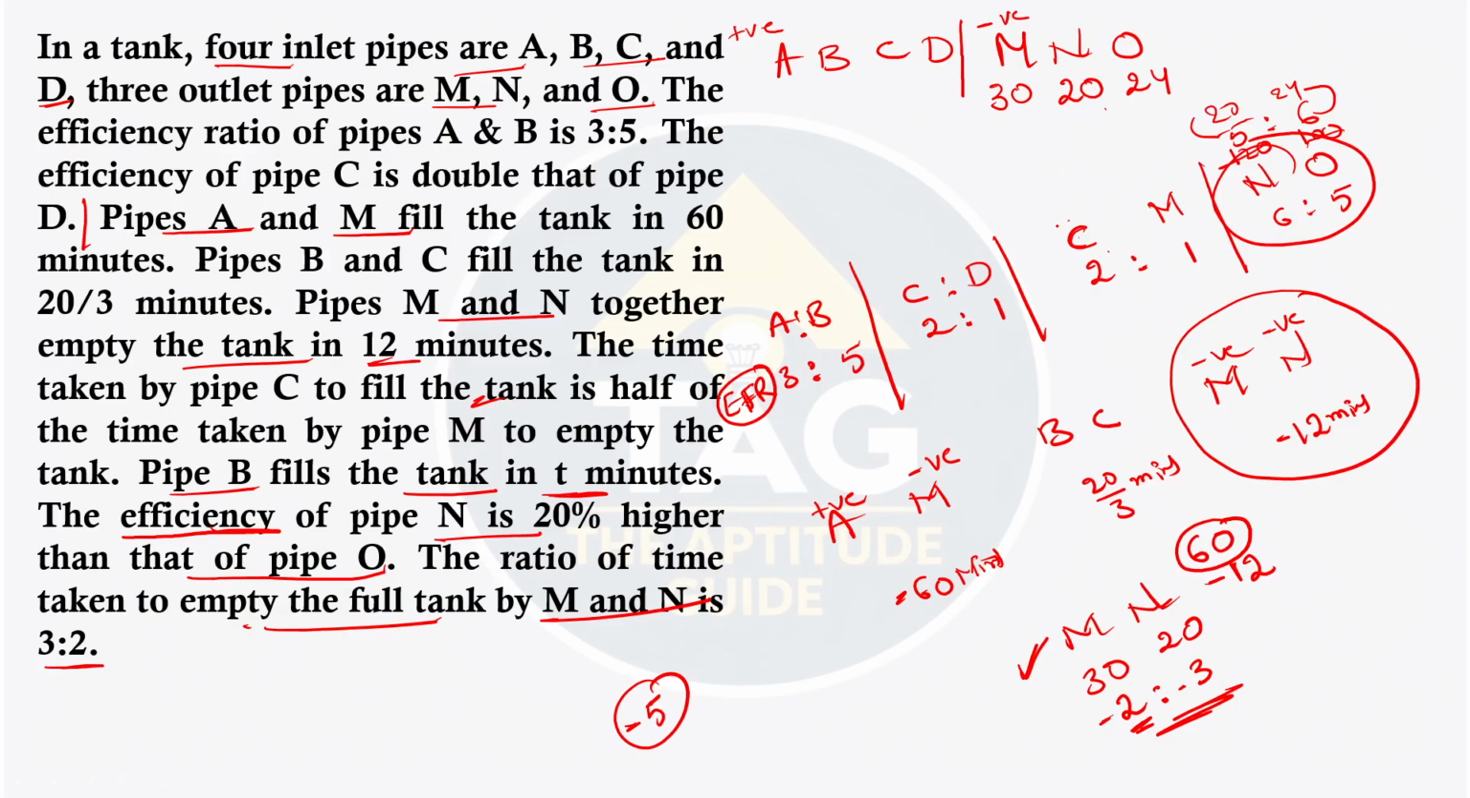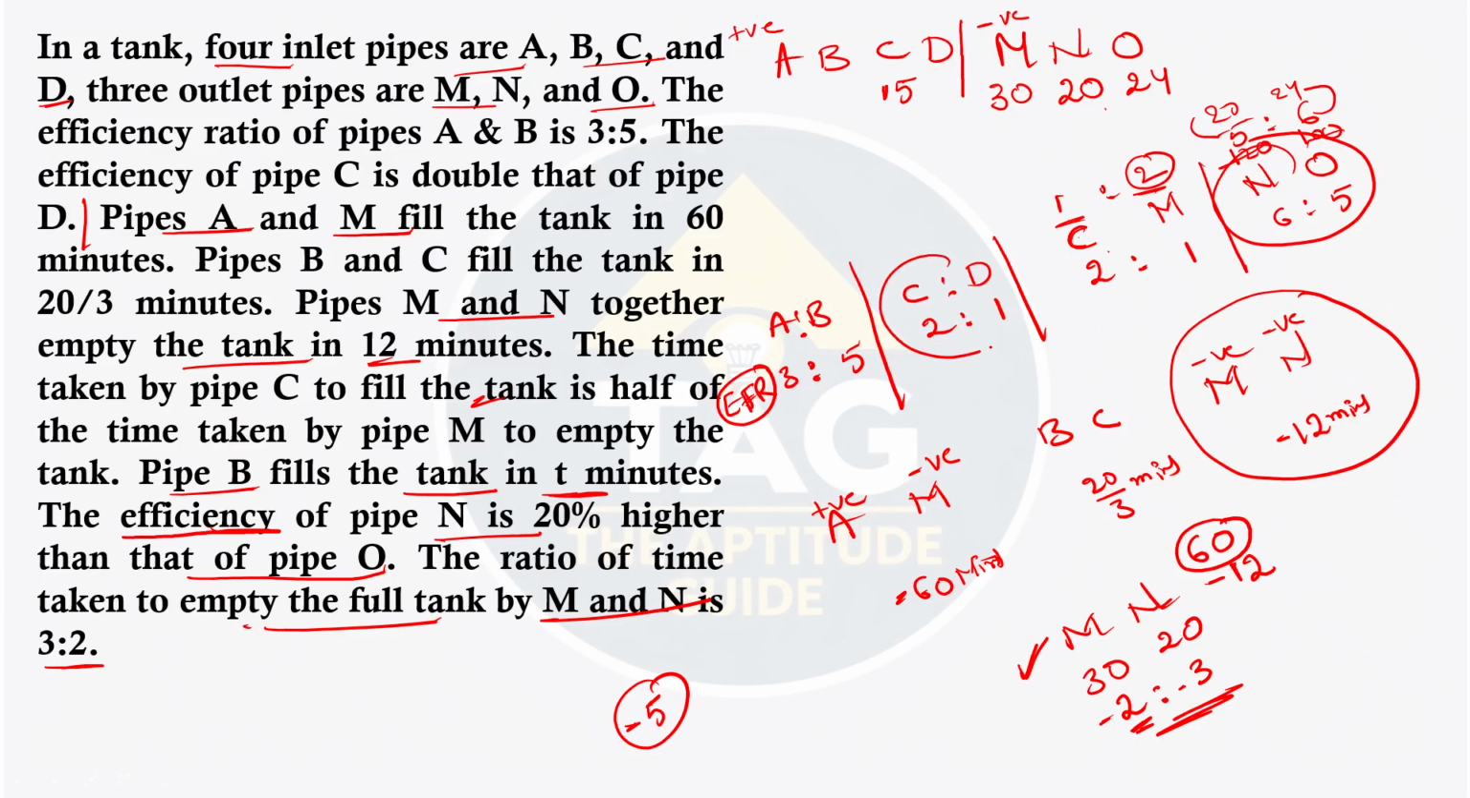C and M. The relation between C and M is given. If M is 1, C is 2. That's efficiency. So the time ratio will be M is 2 is to C is 1. M can empty the tank in 30 minutes. C can fill the tank in 15 minutes.